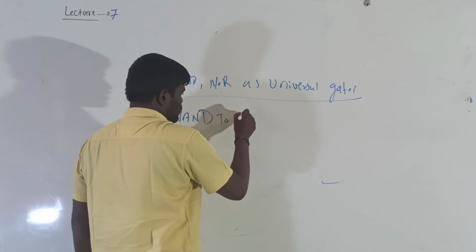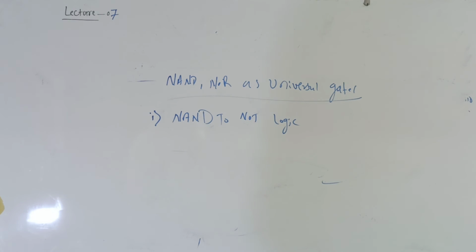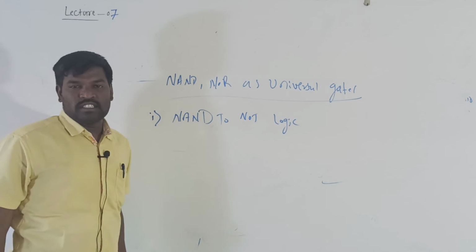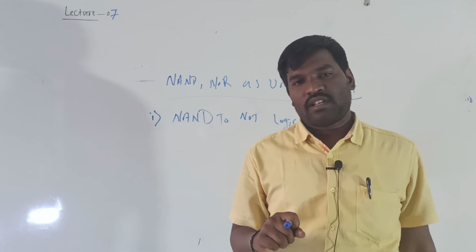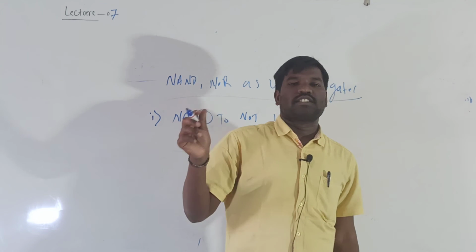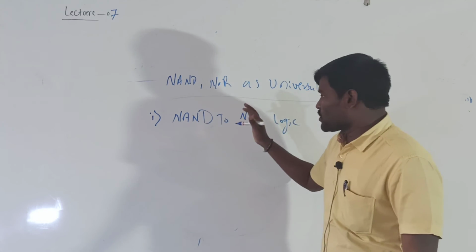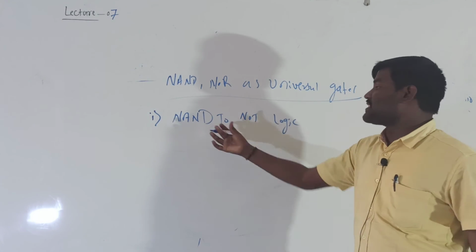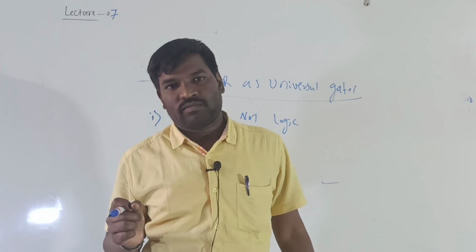NAND to NOT logic. See here. NAND means not of AND, means first we can draw the AND, after that we can apply the inverter. Otherwise you can just write the AND gate and finally we have to mention a circle, that is AND gate, NAND gate. Okay. Here with respect to the NAND, we can draw the circuit diagram for NOT, that is NAND to NOT logic, means with the help of NAND gate we can derive the NOT gate.